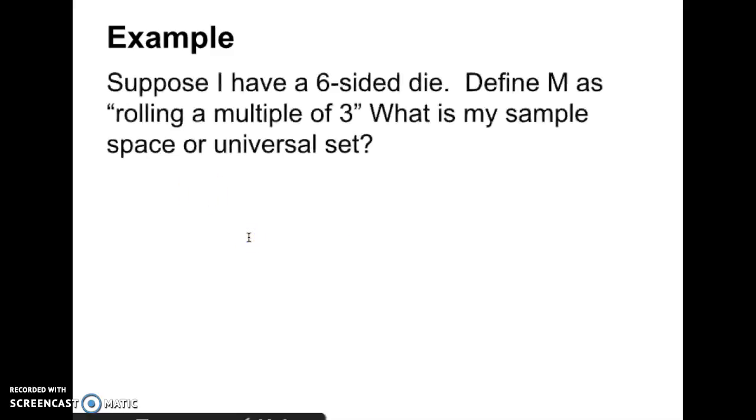Okay, let's suppose we have a 6-sided die, and we're going to define M as rolling a multiple of 3. So rolling any multiple of 3. So it wants to know your sample space or universal set. So that is all the numbers you could get when rolling a die. We kind of talked about it before. So your sample space should be 1 through 6. So I'm going to go and write that down, 1 through 6. That would be my sample space.